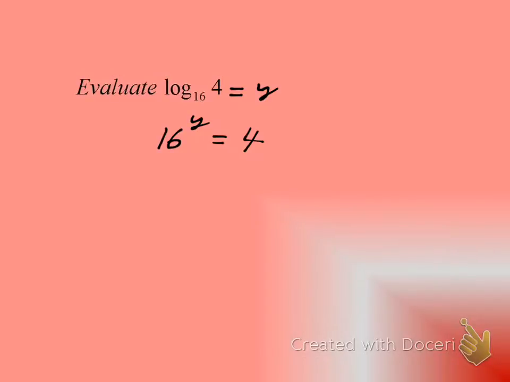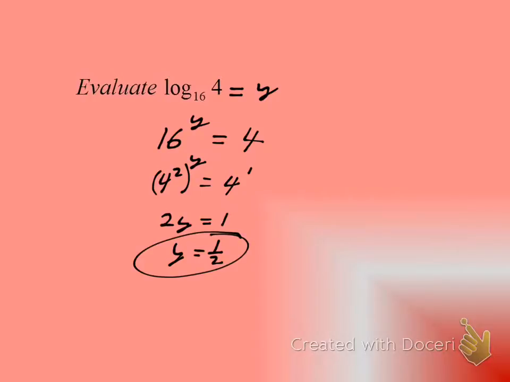And then from there you clean it up just like a question from the prior lesson. So 16 becomes 4 squared, which equals 4 to the first. This is still to the y power. So you get 2y equals 1. So then y equals 1/2. So log base 16 of 4 equals 1/2. If you don't have that down, write it down because I'm going to clear it out real quick.